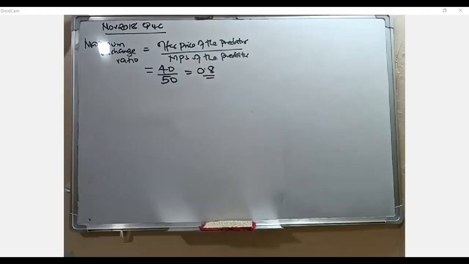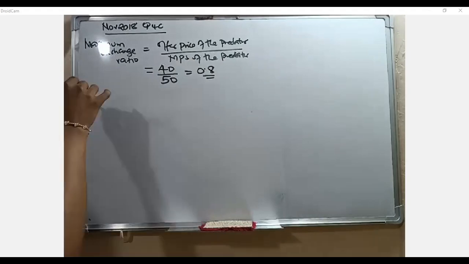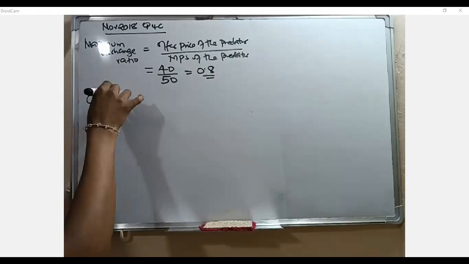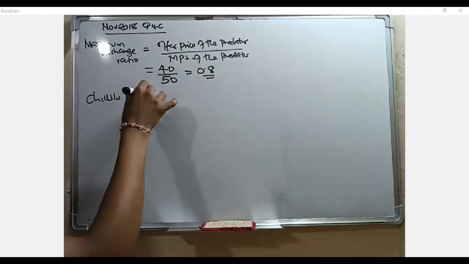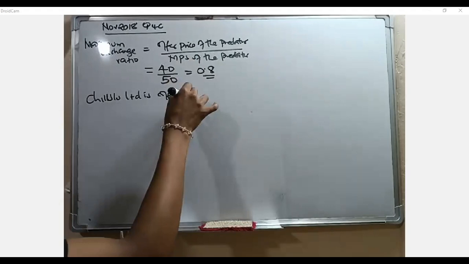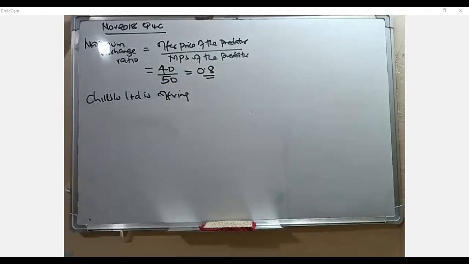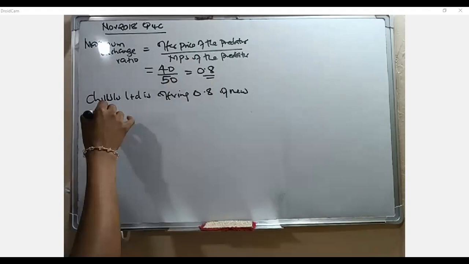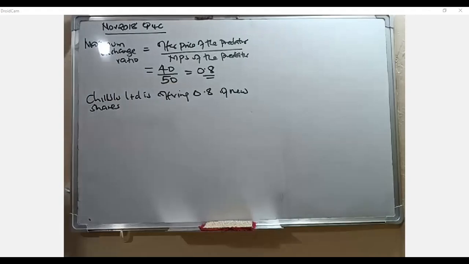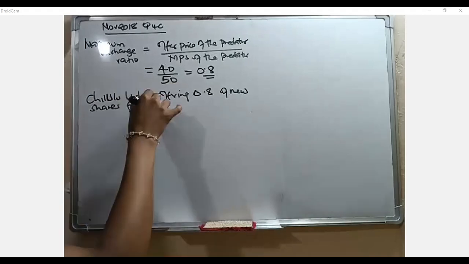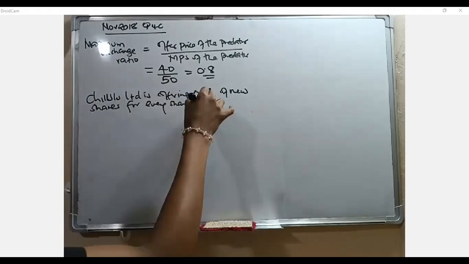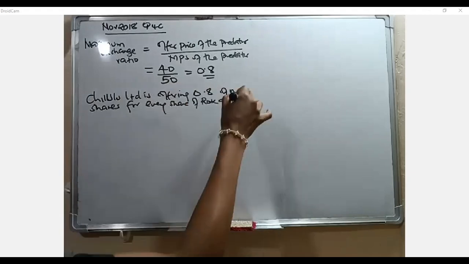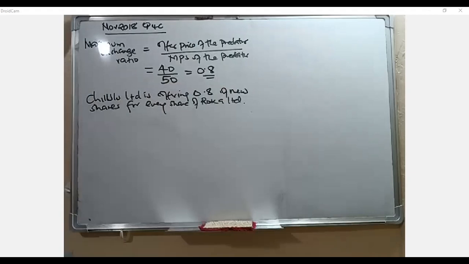And I can say Chilulu Limited is offering 0.8 of new shares for every share of Roca Limited. That is the first thing that we were supposed to be doing.